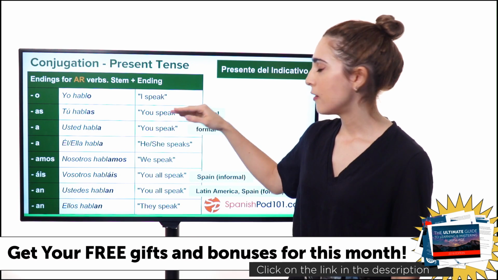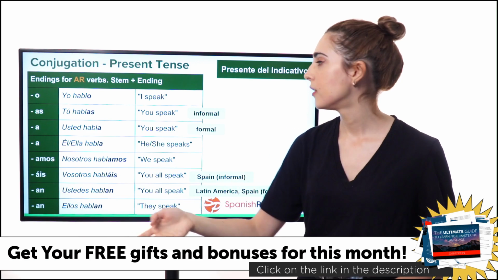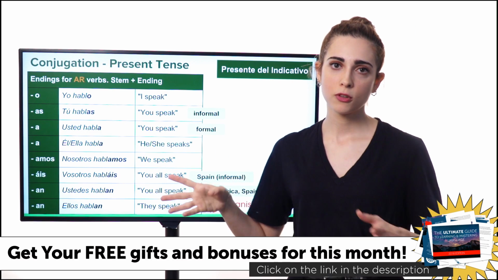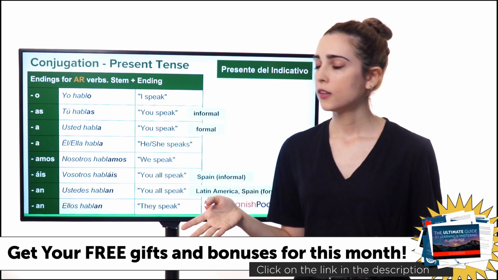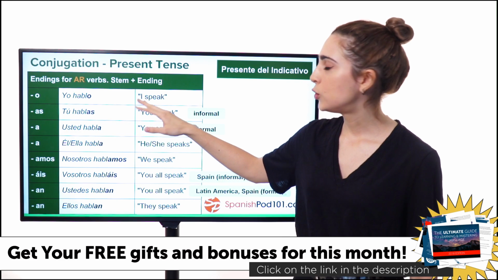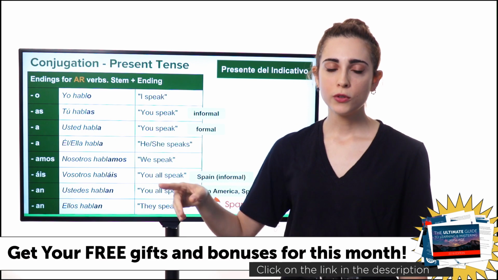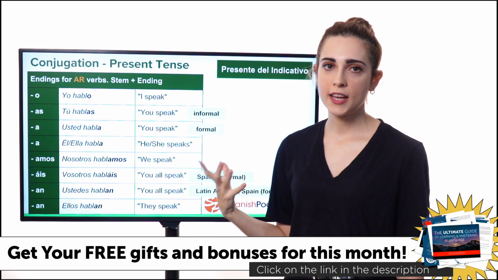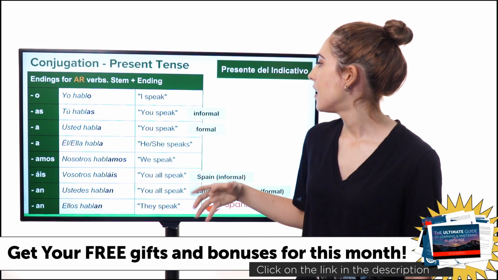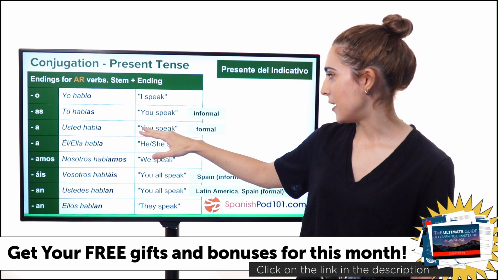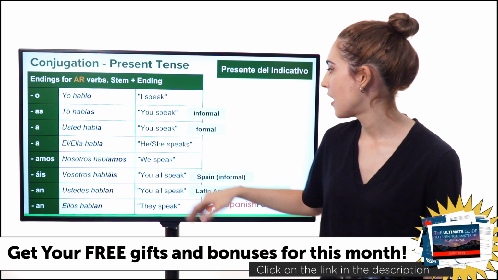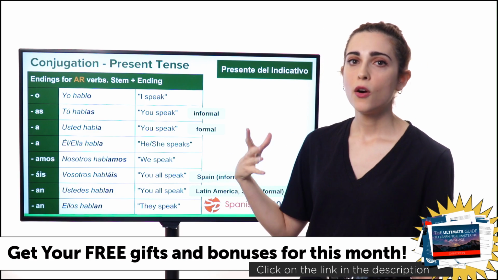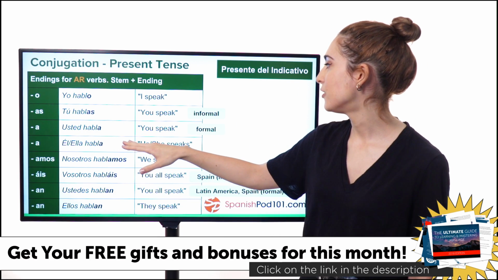If the subject is you, we have two forms. The informal one, the most commonly used, is tú, and we add as. Tú hablas. The formal version is usted, and we add a. Usted habla. If the subject is he or she, él o ella, we also add a.